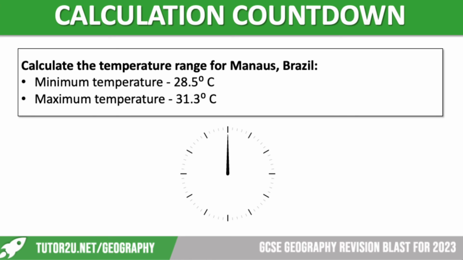Right, we're going to end the revision blast today with a little bit of calculation. So hopefully we know that 10% of our marks across all 3 papers come from skills questions. And many of these will require you to do certain calculations. So we've got 3 for you to try. And we're going to start off with an easy one, although it is only easy if you know what the term range means. Hopefully we are aware that the term range means the difference between the highest and the lowest. Off you go.